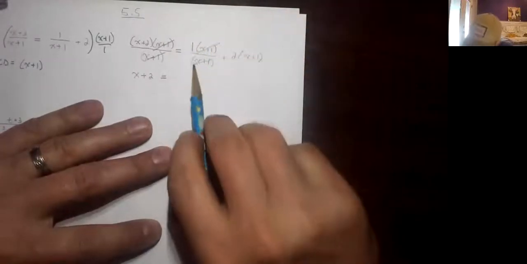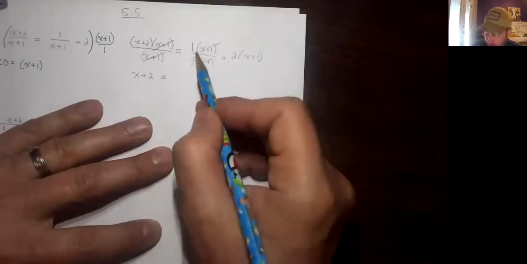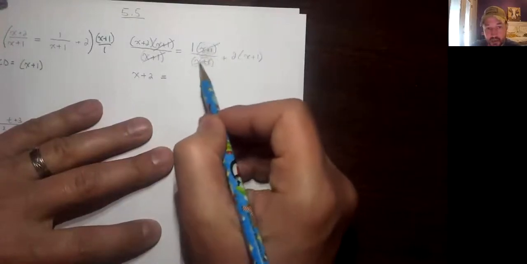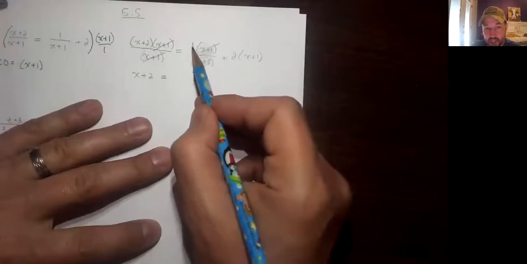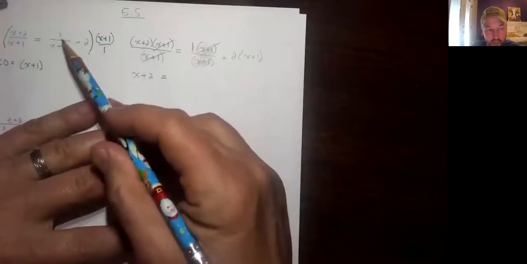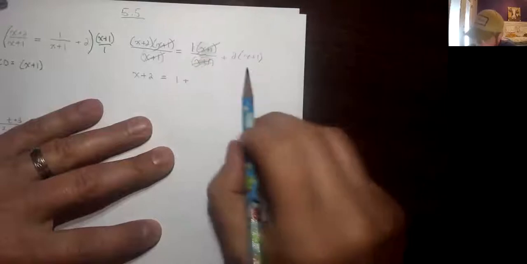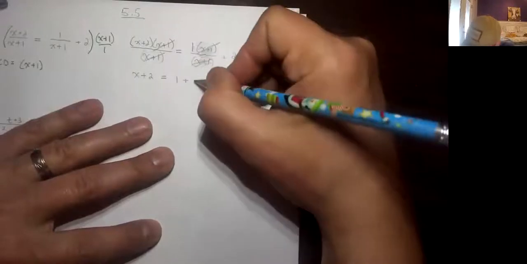Equals, now this is 1. I don't want you to lose track of this. A lot of students will. That went away. However, we still had 1. We had a 1 here. We have to include that. 1 plus 2 times x plus 1.